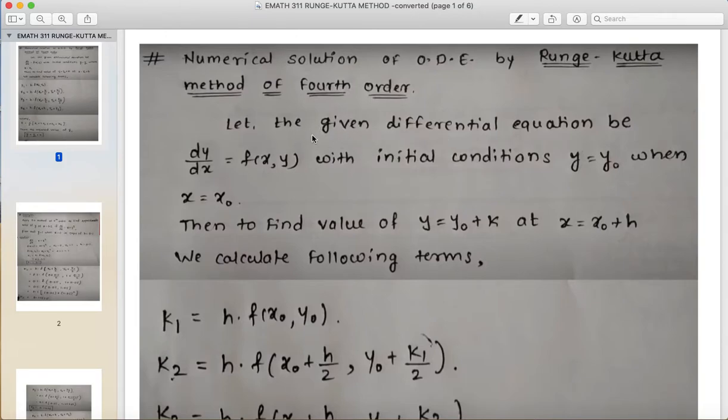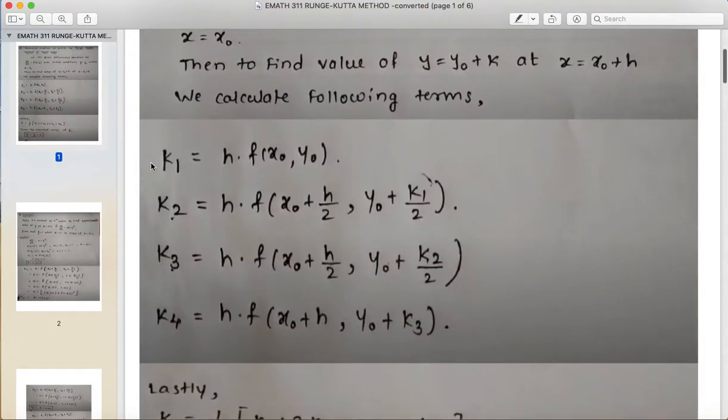Let's see the given differential equation: dy over dx equals f of x and y, with initial condition y equals y naught when x equals x naught. Then, to find the value of y, which is y naught plus k at x equals x naught plus h, we need to calculate the following terms. What are these terms? These are our k terms.